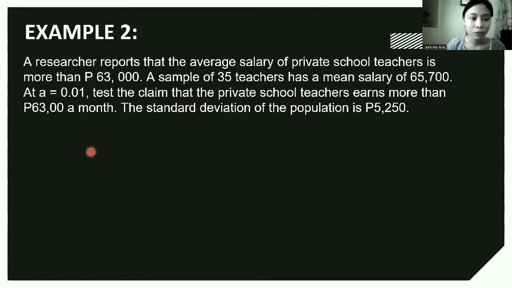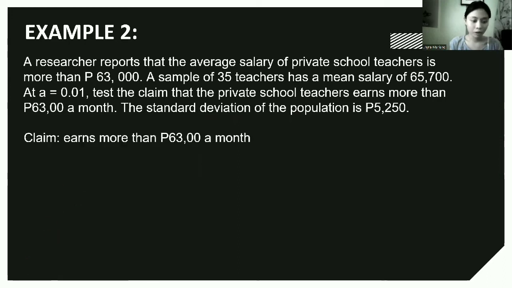So example number 2: a researcher reports that the average salary of a private school teacher is more than 63,000. A sample of 35 teachers has a mean salary of 65,700 at level of significance 0.01. That's the claim that the private school teacher earns more than 63,000 a month. The standard deviation of the population is 5,250. So like what we did earlier, let's identify the claim.